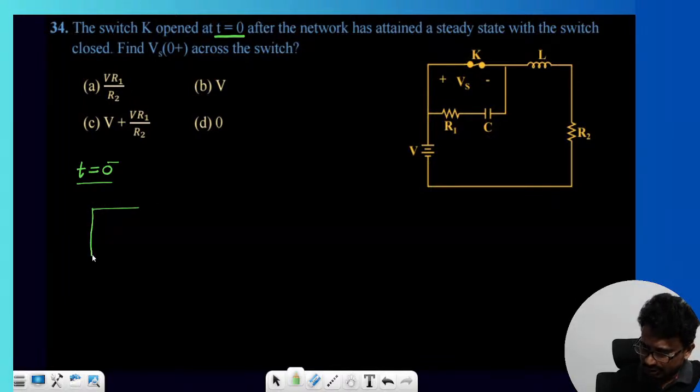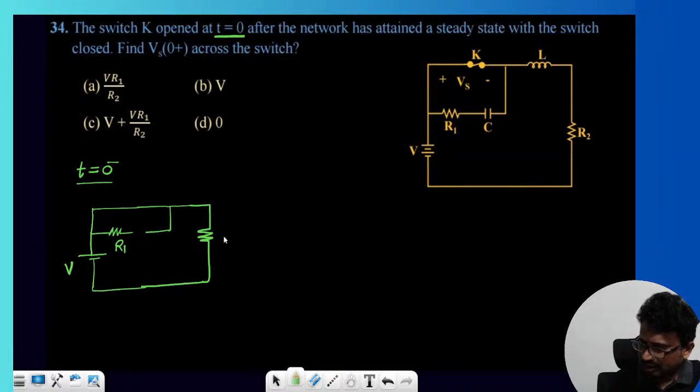At 0 minus the switch is closed. So the inductor will become short circuited. The capacitor will become open circuited. Capacitor is open circuited, inductor is shorted. So this is V and this is resistance R1 and this is R2. Now you can tell me, the current will go in this path.